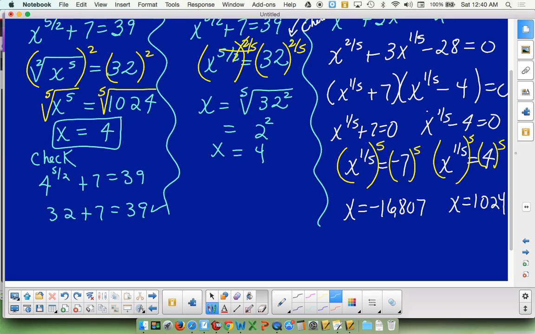Do I have to check my answers? Well, did I ever take both sides to an even power? In this case, I took both sides to the 5th power. That's odd. So I didn't accidentally change any positives and negatives. So these would both be good answers. You would not be required to check this. If I had done both sides to the 4th power, I would have to check my answers. But since I did the 5th power, it's all good.